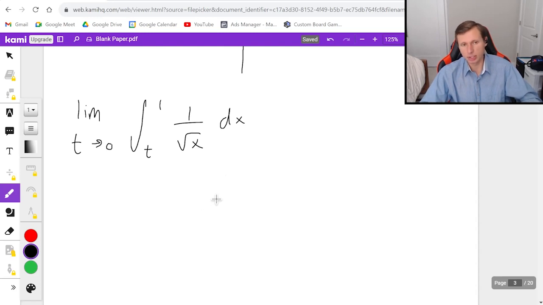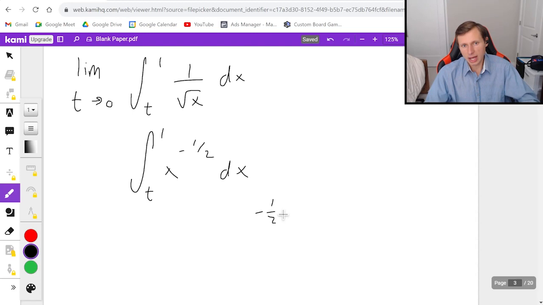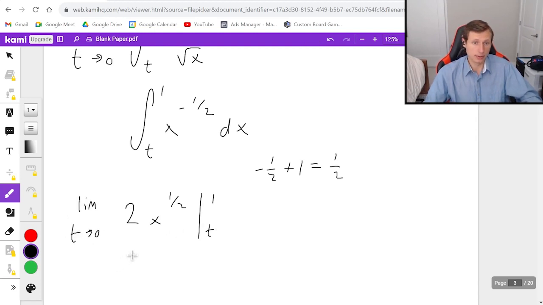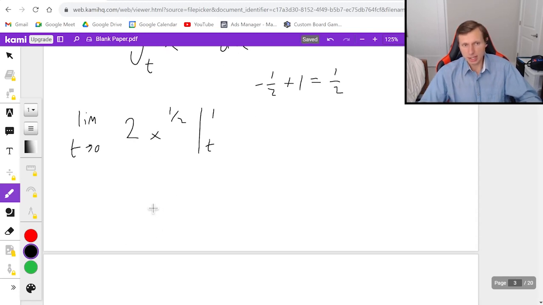It's just a simple Calc 1 integral. First, you turn it into x to the -1/2. And now we're going to use a power rule to actually solve this integral. -1/2 plus 1 is +1/2. So it is going to be x to the +1/2 divided by 1/2. Although I'd never write divided by 1/2. Instead, I would just say times 2. It's the same thing and it's way better. And then we have to evaluate this from 1 to t, where our limit is as t approaches 0. So it's going to look like this now.